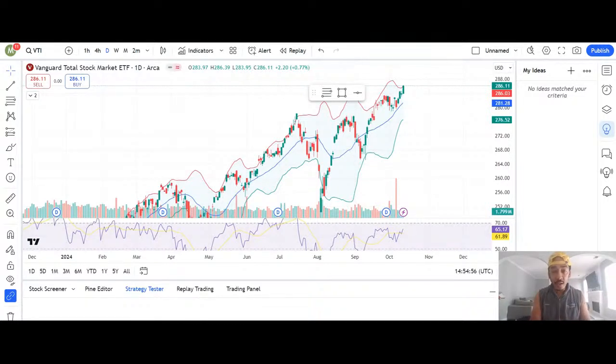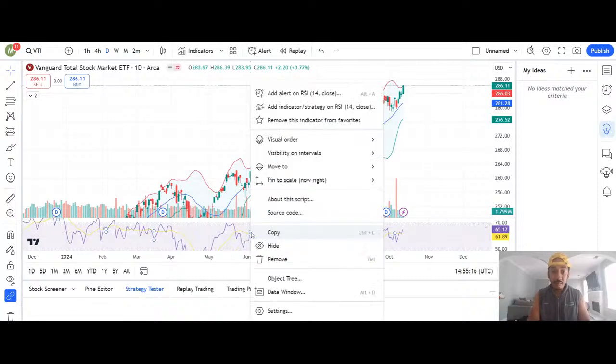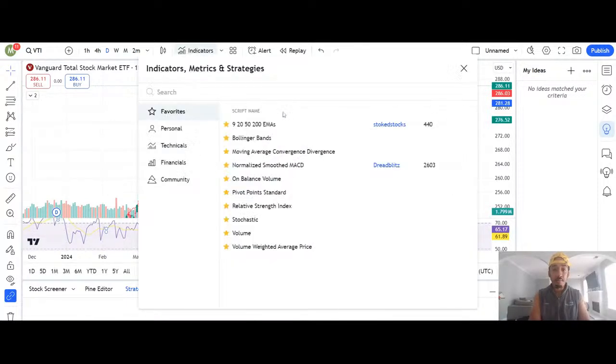But so if we look at the RSI, it is not overbought. But another thing I like to do on my RSI is I like to combine indicators. You know what I'm saying? I like to combine indicators just so they're working together. So I'm gonna add the Bollinger Band to the RSI.